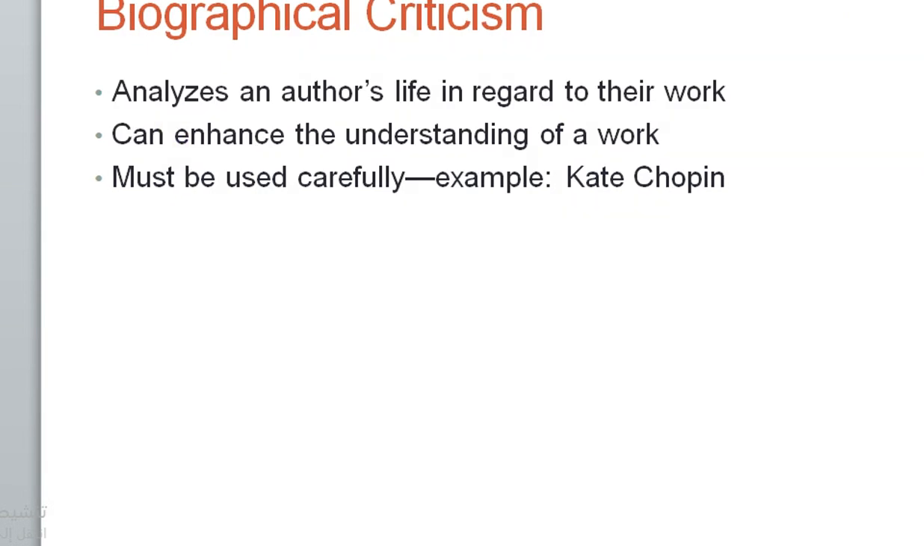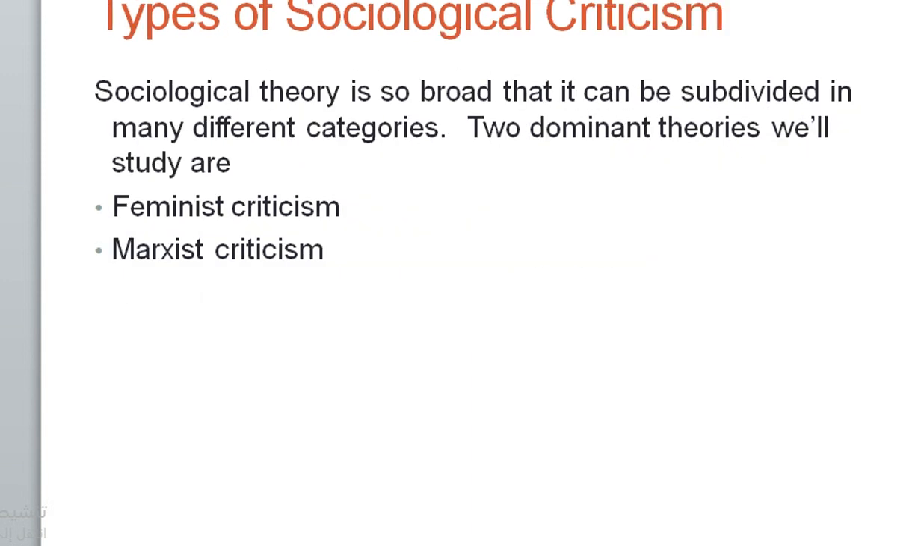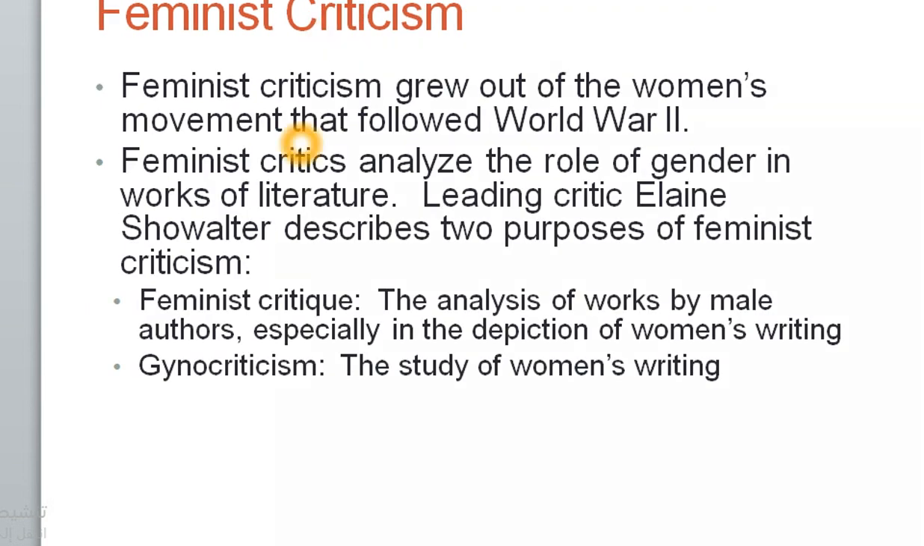Biographical criticism, we are not looking for biography here. Sociological criticism is about the social life, like schools, magazine publishing, or fashion. That's how it affected the reader himself or the author when he wrote that one. We have feminist criticism. Under the sociological criticism, we have feminist and we have Marxist. When we talk about feminist criticism, this is a very important theory because it looks for feminist critique, the analysis of work by male authors. So the female or those who want to discuss it from their own perspective, they look for male authors only, and then discuss the depiction of women.